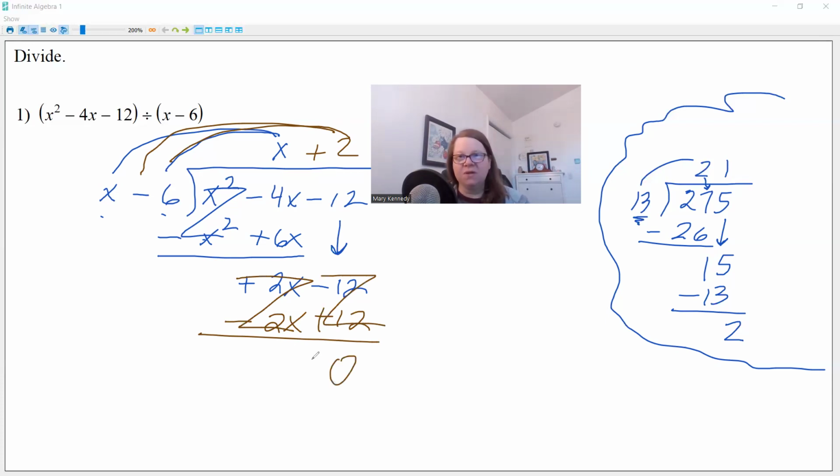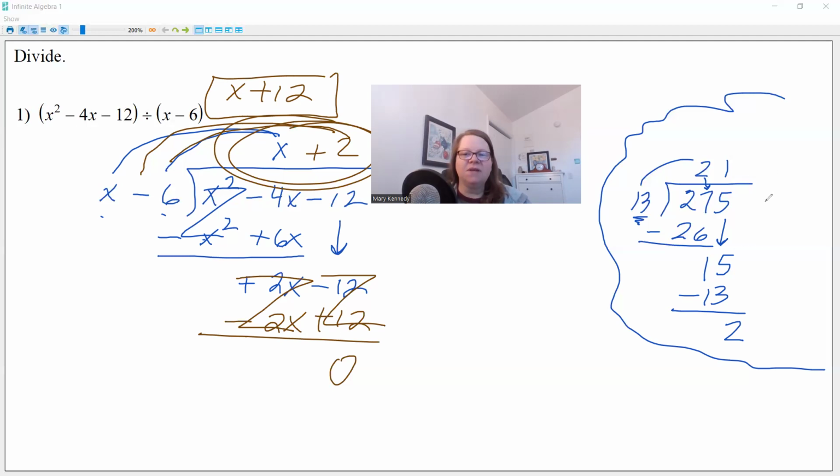So I have a remainder of 0, which is kind of nice. That means that this is my answer. X plus 2 is the answer I get when I divide these two. Over here, I had a remainder of 2. So I would say that the answer was 21 and 2 over 13, or 21 remainder 2, which is probably how you wrote it when you were in 4th grade or whenever you learned that.